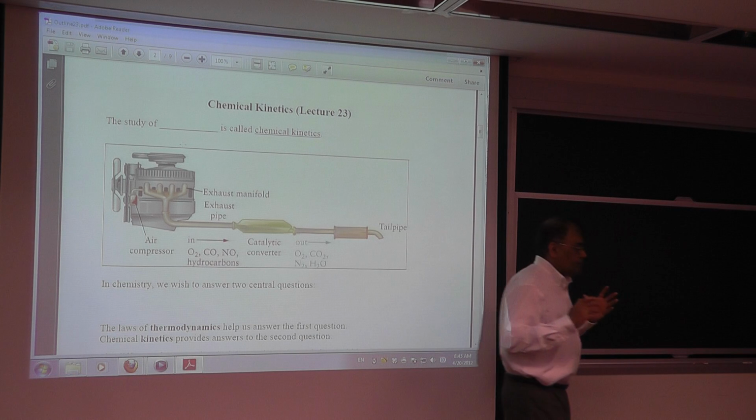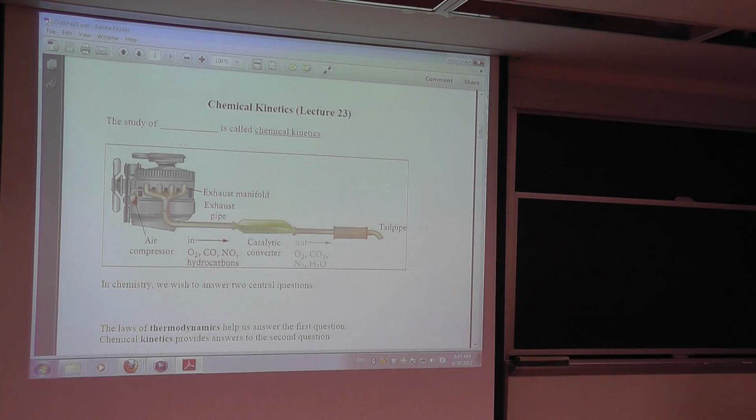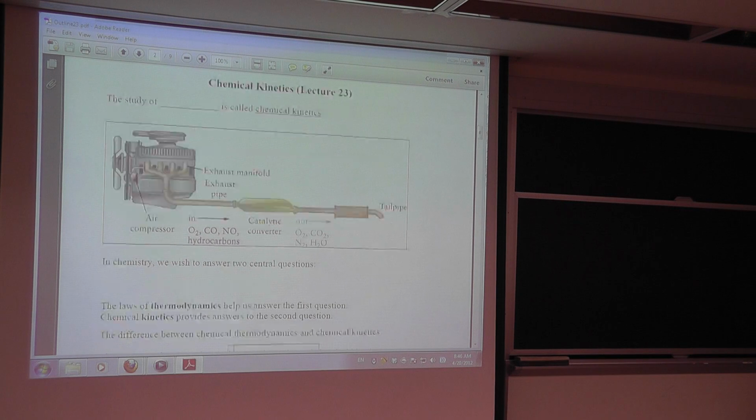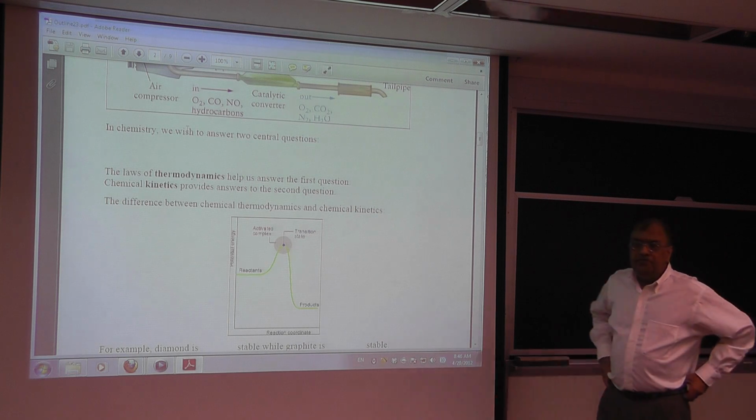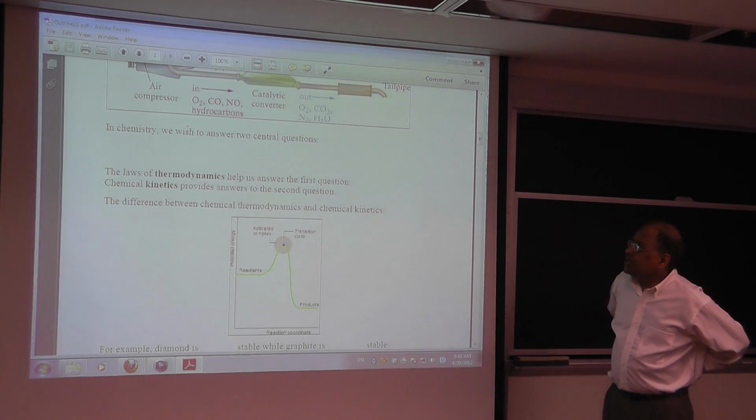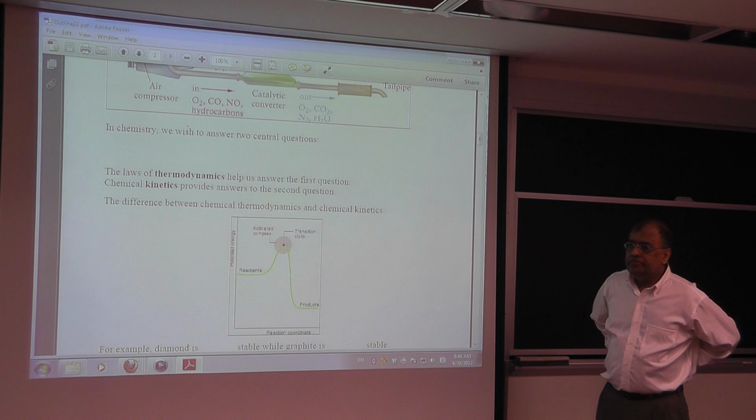Because thermodynamics might tell you that a reaction is favorable, but if the reaction is very slow, then it's not a very useful reaction. We need to speed up chemical reactions quite often. And this is a case where catalytic converters play a very, very important role in safeguarding our environment.